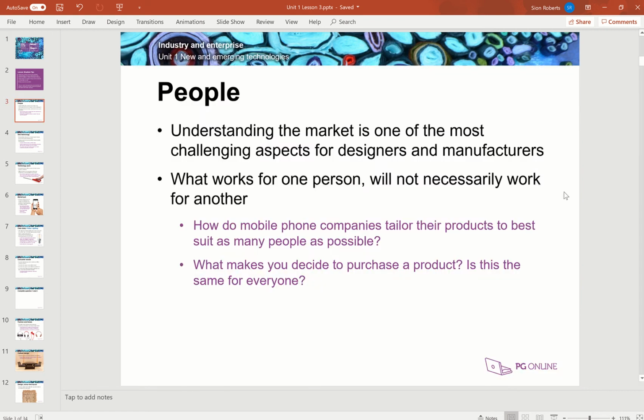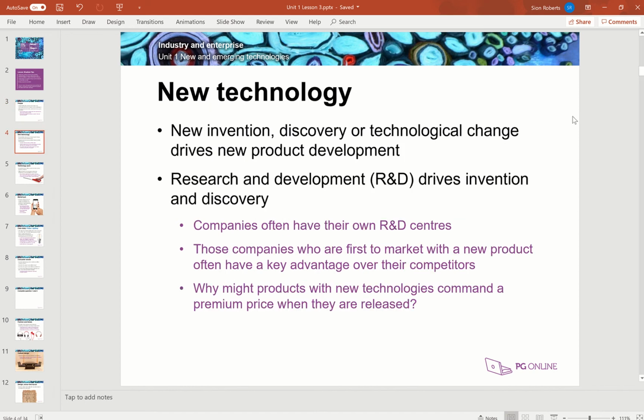Understanding the market is one of the most difficult parts for designers and manufacturers, because we think about design and technology as a route into industries such as product design, industrial design, and these designers need to think about how they can respond to client needs, but also try and push new technologies onto the market. Talking about needs and wants really of clients. So there's two things to think about here for people, culture and society, and how new technologies work. We've got new technology, and this is the idea of the term technology push.